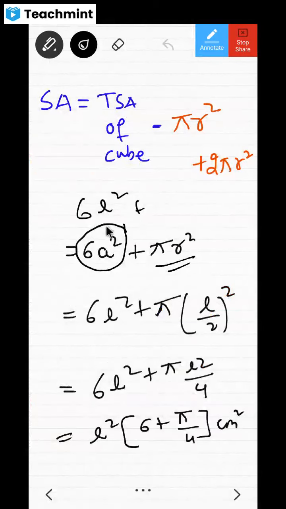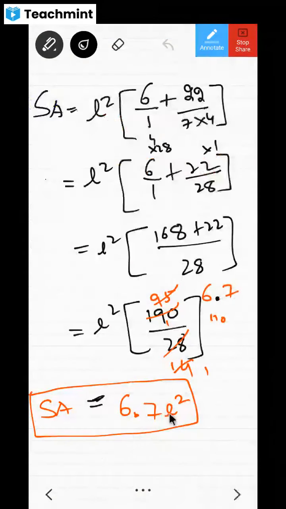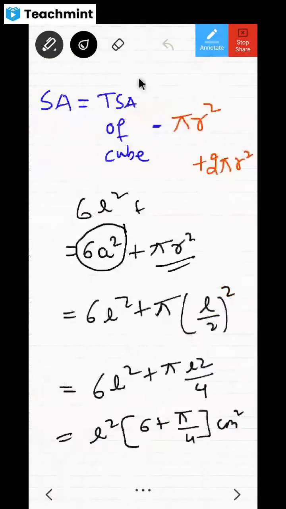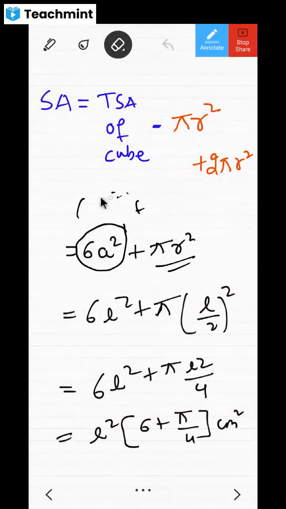6a square means you would have got 6l square, and something is added, that pi r square is added. By doing this minus pi r square and plus 2 pi r square, something has been added, that is pi r square. That's why you got this answer as 6.7 L square. So that's how you can confirm the answer also. All right, dear children? That is just one verification method.